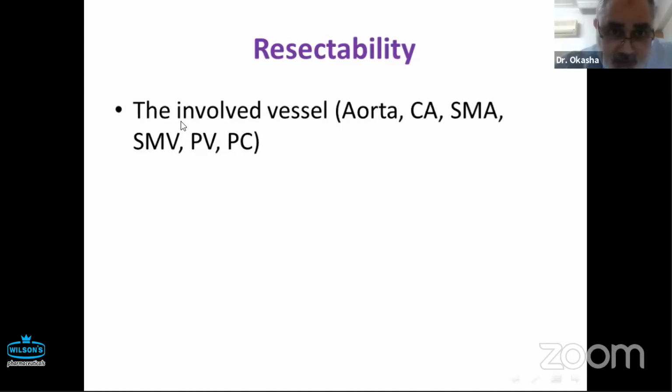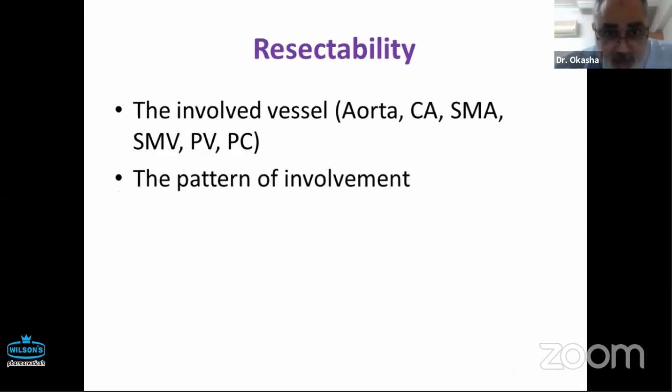The first point is which vessel is involved. Is it the aorta, celiac axis, superior mesenteric artery, superior mesenteric vein, portal vein, or portal venous confluence? The splenic vein or the splenic artery, if involved, is no matter. It is not important at all. I can remove the spleen and the splenic vessels. But the aorta is very serious. The celiac axis is very serious. The superior mesenteric artery, slightly less. So determination of the involved vessel is very important. This is the first point.